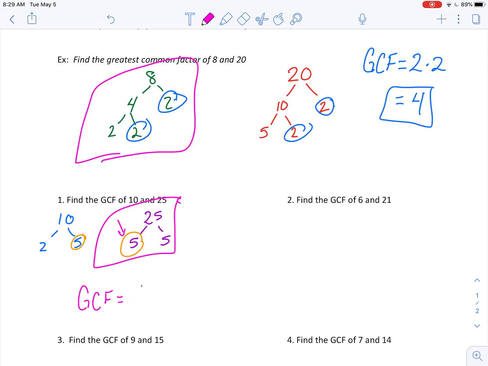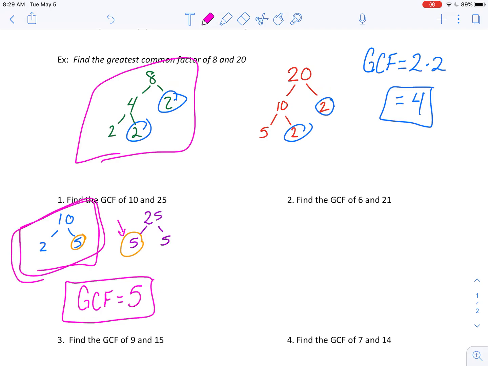I don't have to multiply it by 5 because you're only going to focus on one of these two factor trees once you're done. And it doesn't matter. I could have looked at the other one. I could have said, well, let's focus on this one, and I'd get the same answer, because I've only got one number circled here, and that number is 5.